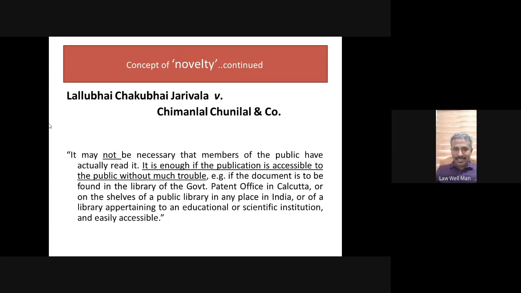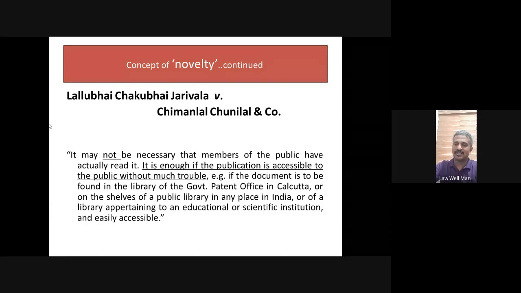That happens, it could be seen in many of our libraries, I guess. So if the position is that, will that constitute constructive notice so as to defeat the novelty requirement? That's a question. As an answer to this, what the court has said is, it may not be necessary that members of the public have actually read it.